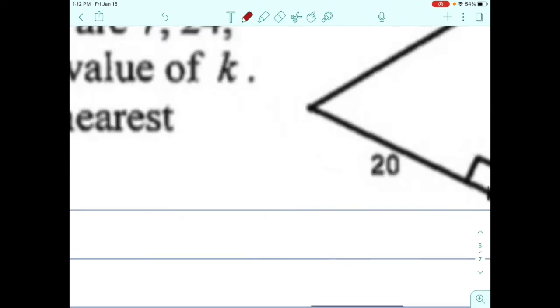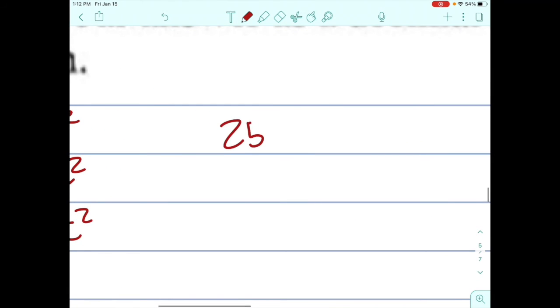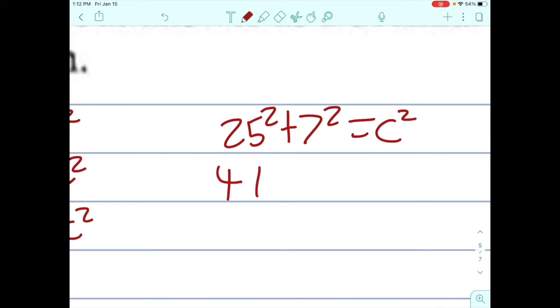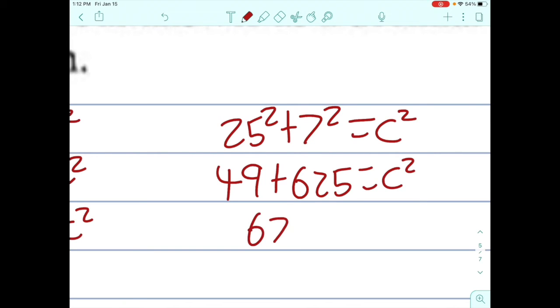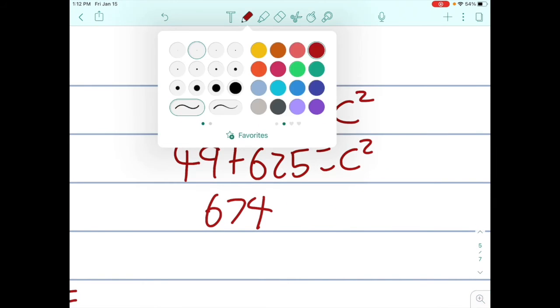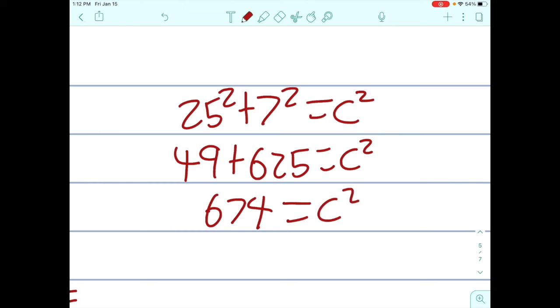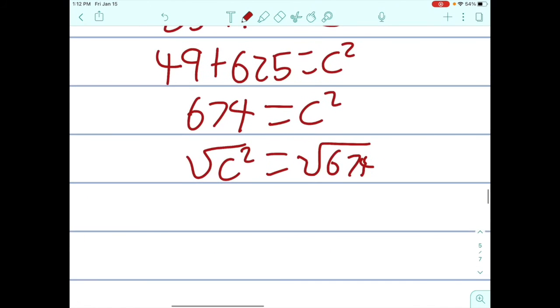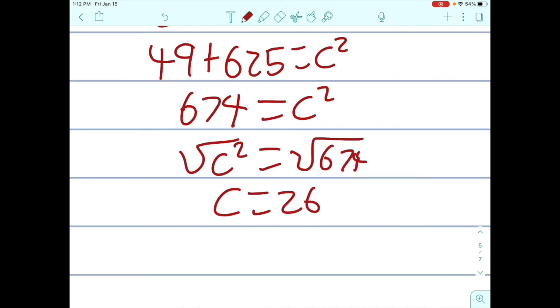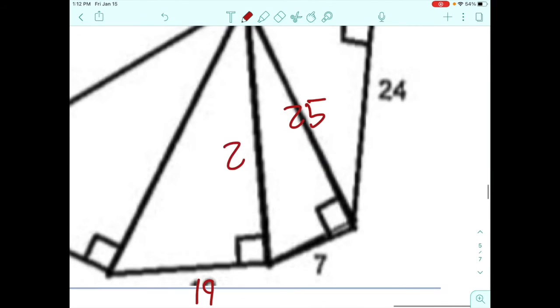Then we have 25 and 7. 25 squared plus 7 squared equals c squared. 49 plus 625 equals c squared. 674 equals c squared. Square root of c squared equals square root of 674. 26. So that's our second hypotenuse, 26.